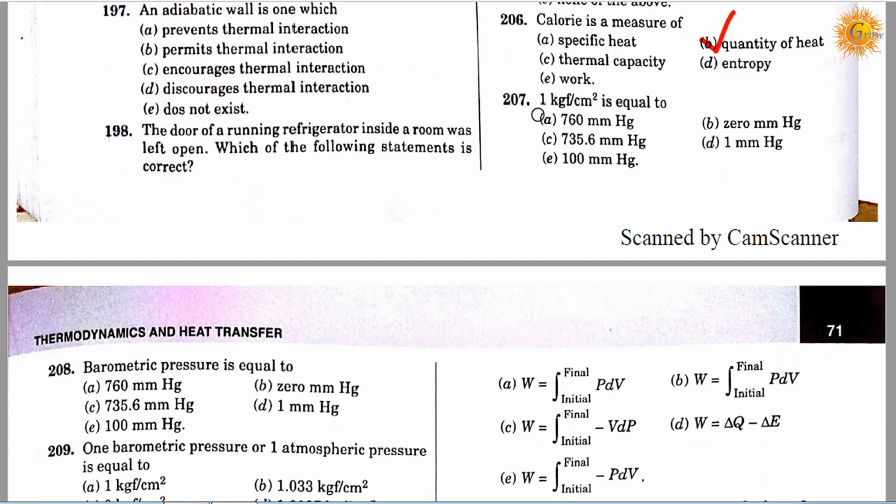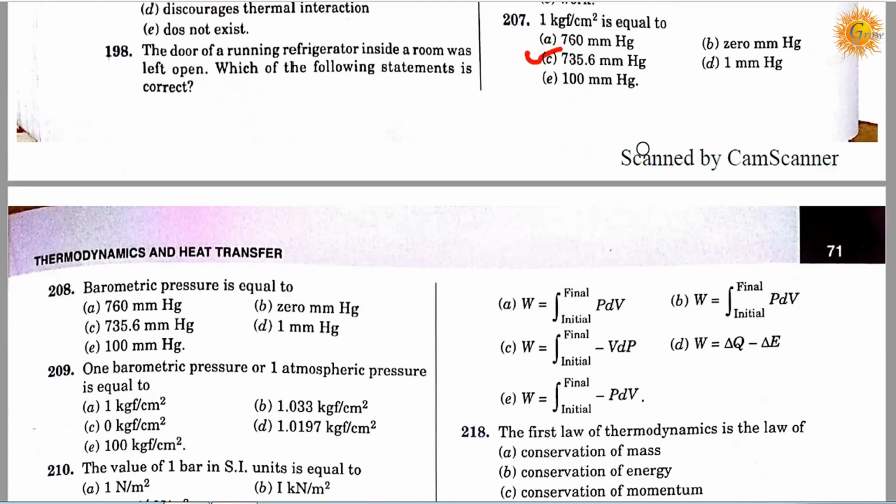Question number 207. 1 kgf per centimeter square is equal to option A, 760 mm of Hg, means mercury. Option B, 0 mm of Hg. Option C, 735.6 mm of Hg. Option D, 1 mm of Hg. Option E, 100 mm of Hg. Correct answer is C, 735.6 mm of Hg.